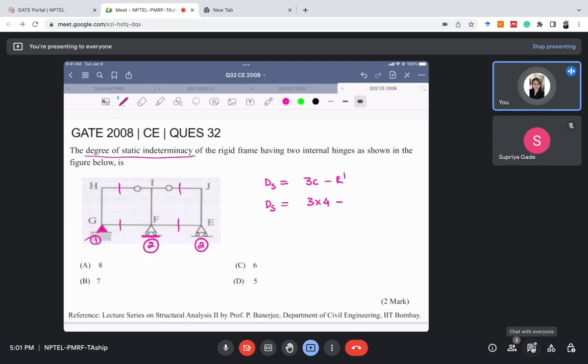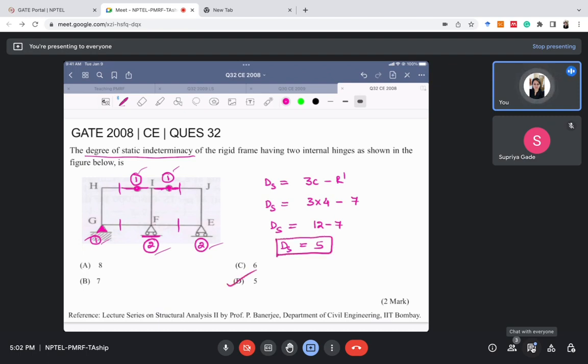For this hinge, how many members are joining? Two members, one member this and another member this. So here 2 minus 1, 1 restraint will be required. For this particular hinge also, two members are meeting at this hinge. So number of restraints will be number of members joining the hinge minus 1. So 1. So total how many restraints are there? 1, 2, 3, 4, 5, 6, 7. So 7 restraints. Okay, so degree of static indeterminacy will be 12 minus 7. So degree of static indeterminacy will be 5 in this case.